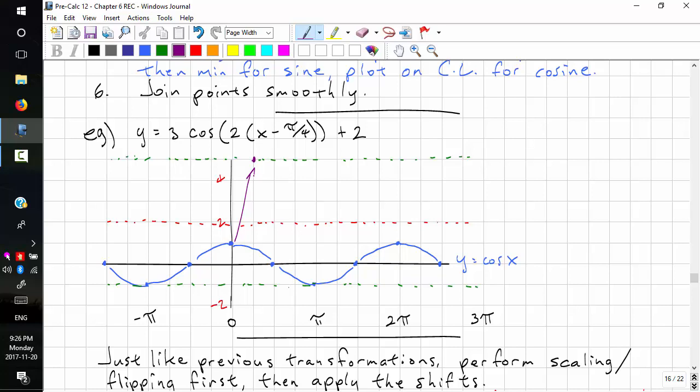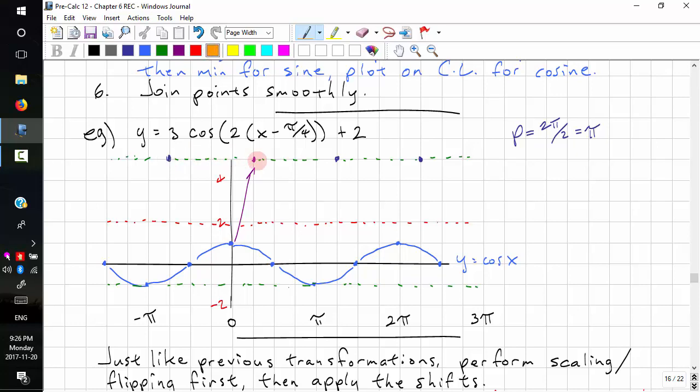And step 4, plot the periodic points. So our period equals 2 pi over 2, and that's just pi. So pi is 4 grid units, 1, 2, 3, 4. And we can just keep on plotting these, 1, 2, 3, 4.